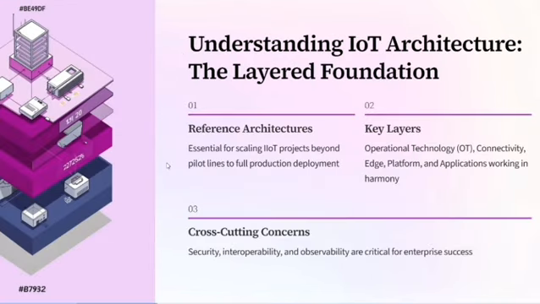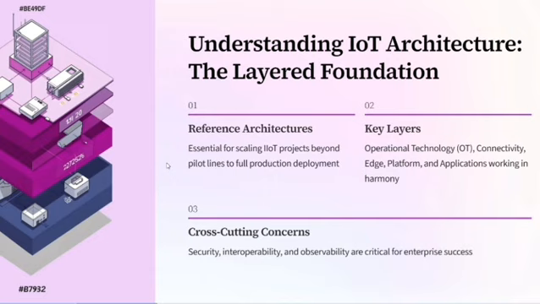IoT architecture overview. A smart factory works in different layers. Each layer has a role and all layers must work together properly. Reference architectures are the standard designs or blueprints. They help in scaling the project from a small test setup to a full factory. Key layers. The main layers are machines and connectivity, which transfers data, edge, which is local processing, the platform, which acts as a cloud, and the user interface, which are the applications. All these layers work together.